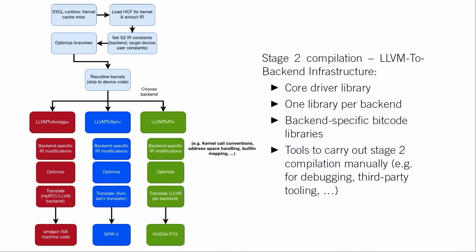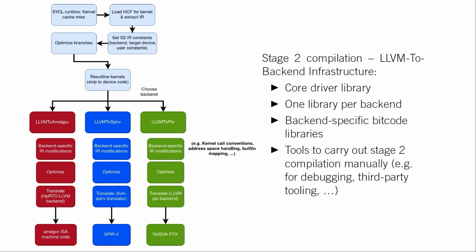We also call it the LLVM to backend infrastructure, because the goal here is to transform our LLVM IR into some arbitrary backend-specific code. It consists of a core driver library, which is here in light blue. And then there is one library per backend that does the backend-specific stuff. There are also tools provided to carry out the stage 2 compilation manually, which is useful, for example, for debugging, but also for third parties who may want to use our infrastructure to translate our generic code to something else.